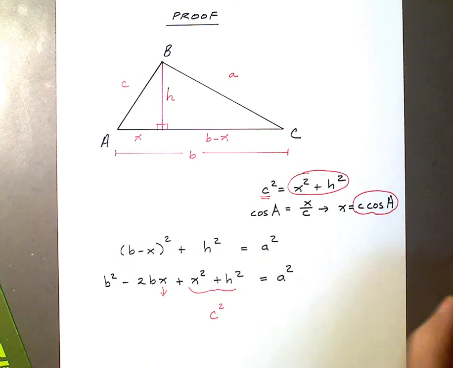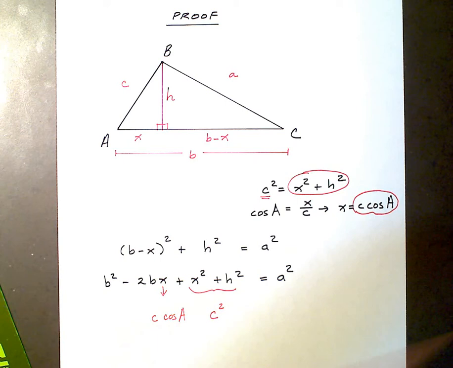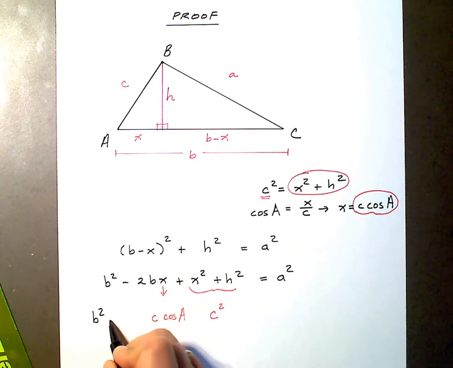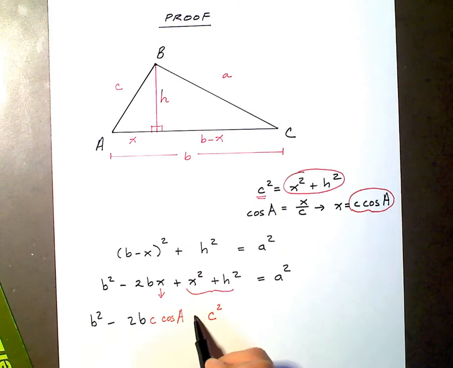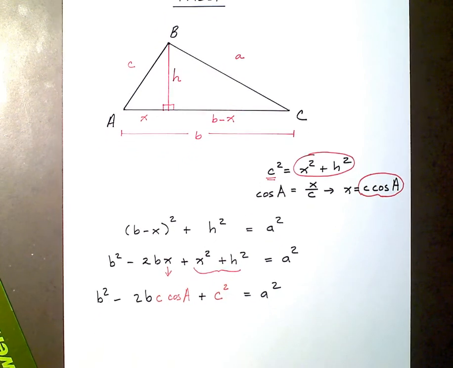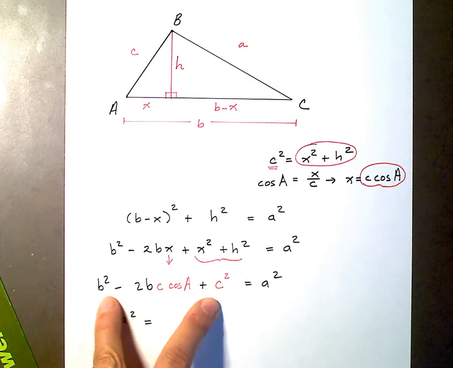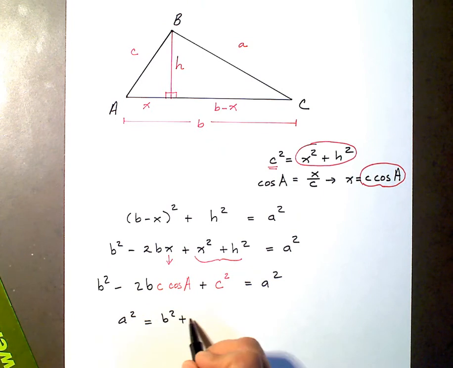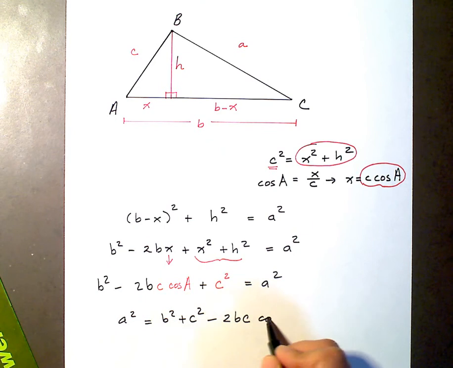So I'm going to replace that with c times the cosine of angle A. So I've still got the b squared minus the 2b times c times the cosine of A plus c squared equals a squared. And you've just derived the law of cosines, so we'll just rearrange it. We'll put the a squared in front equals, and we'll put the b squared and the positive c squared together, minus the 2bc times the cosine of angle A.